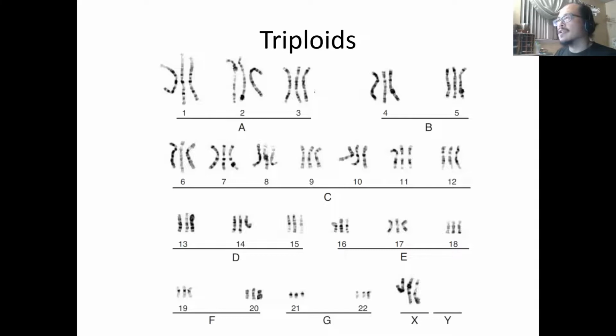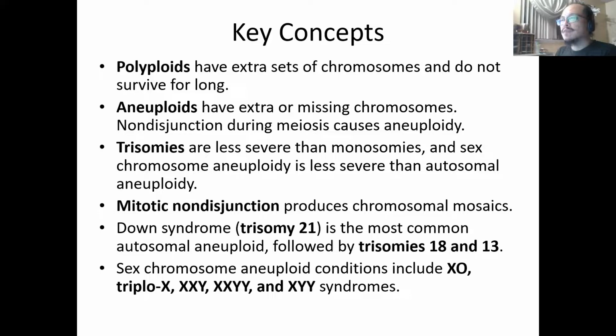So here is an example of three sets of the chromosome, not just 2N, it's 3N. You can see every chromosome has three sets of it. Just a very short summary so far: we learned about ploidy, and polyploidy. It usually does not happen in human embryonic or human cells. There are some cells that actually have polyploidy, but overall this is not common in human cells.